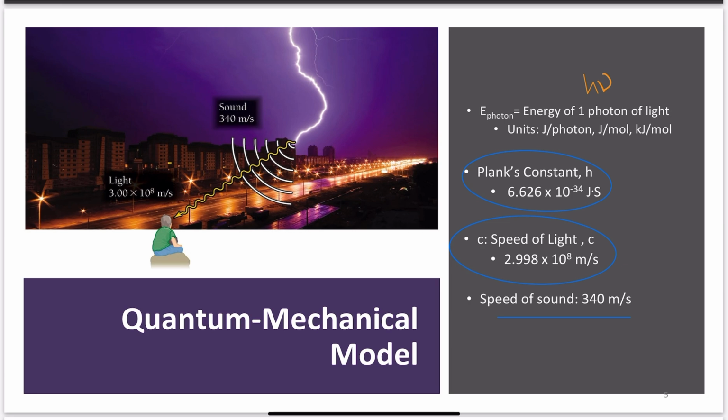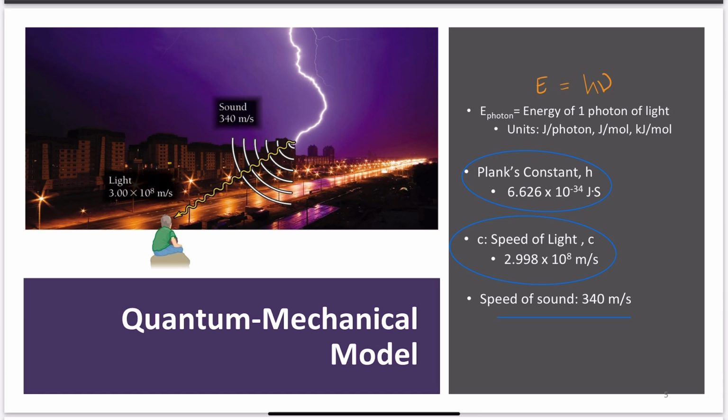H nu, Planck's constant times the frequency, is the energy of a photon. And we'll talk about the equations in just a minute. But you do need to memorize Planck's constant. Planck's constant is that lowercase h, and its value is 6.626 times 10 to the -34th joule seconds.